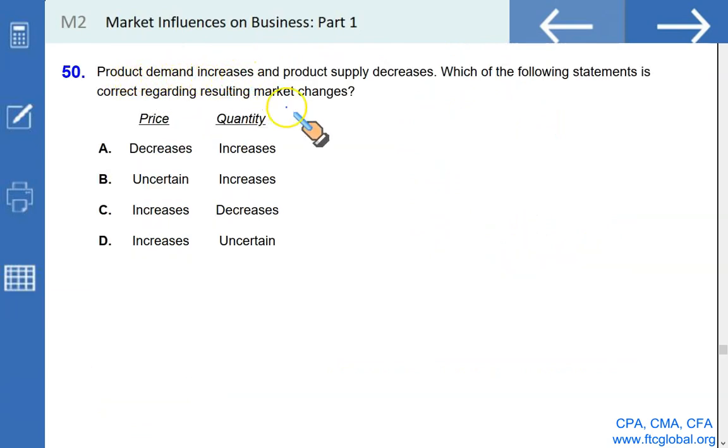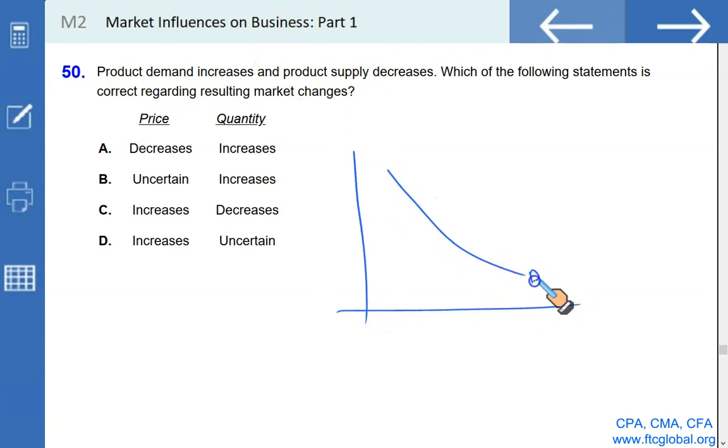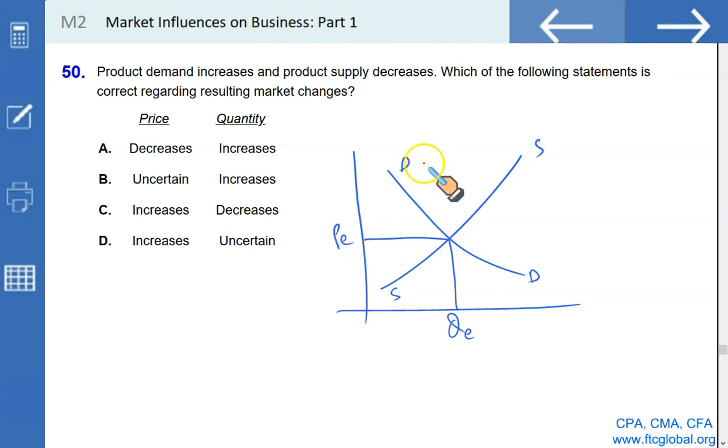Product demand increases and product supply decreases. Okay, now this is the original demand curve. This is the original supply curve, and that means this is the equilibrium quantity, QE and PE. Now, demand increases to a new level D1, and supply decreases to S1.